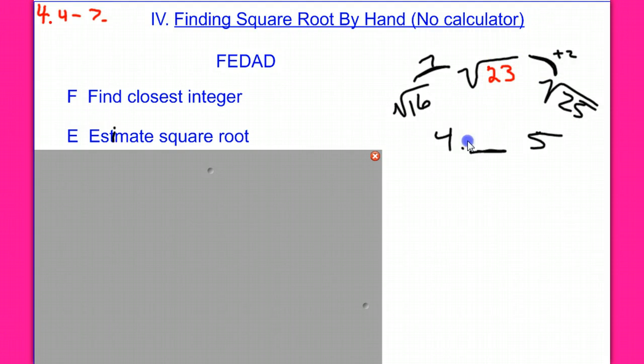But 23 is closer to 25. So we are going to estimate a number that is closer to 5. Not 4.5, but maybe 4.6, 4.7, 4.8, 4.9. What would your estimate be? How close is 23 to 25? And I bet you're thinking something like 4.8 or 4.9. So let's try 4.8 as our estimate. 4.8. Okay? We now will use the D.